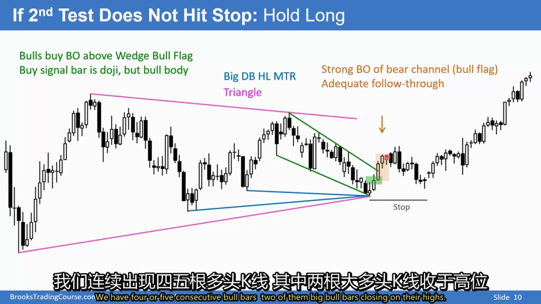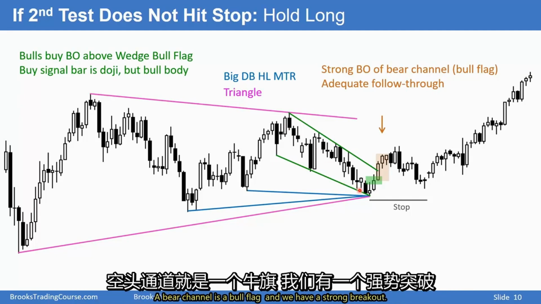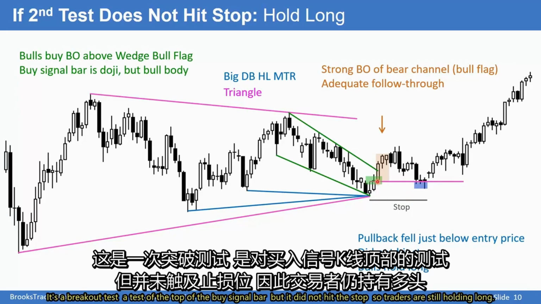Strong bull breakout. We have 4 or 5 consecutive bull bars, 2 of them big bull bars closing on their highs. Strong breakout of a bear channel. A bear channel is a bull flag, and we have a strong breakout. The market came back below the entry price. It's a breakout test, a test of the top of the buy signal bar, but it did not hit the stop. So traders are still holding long.